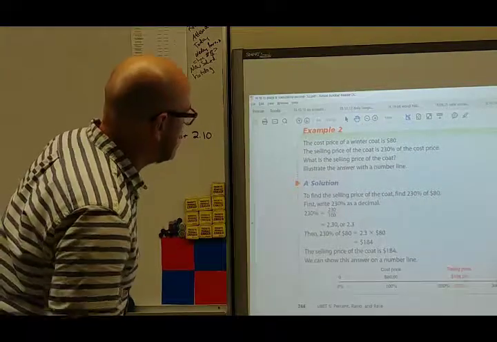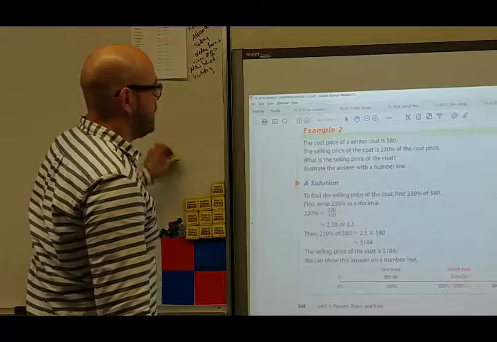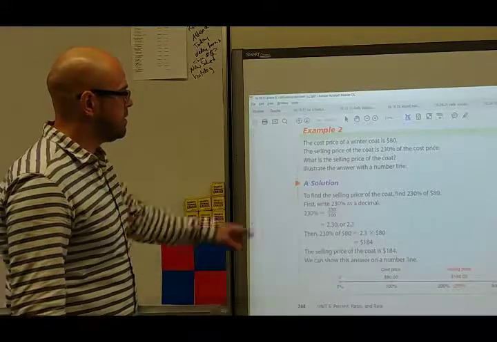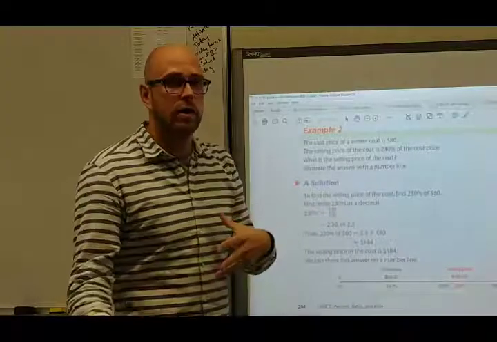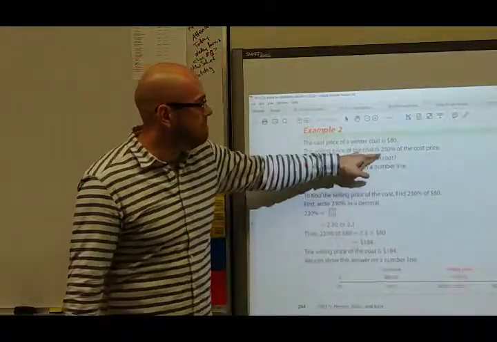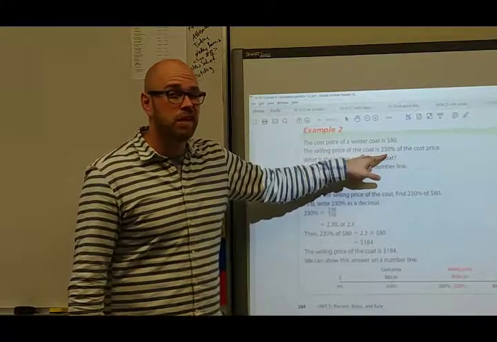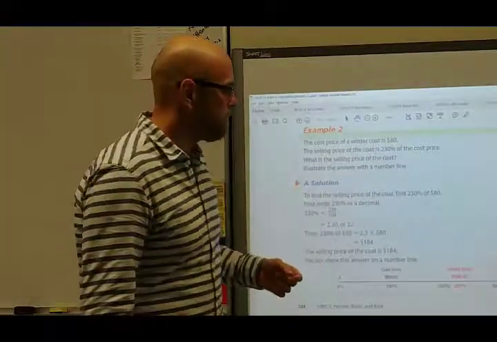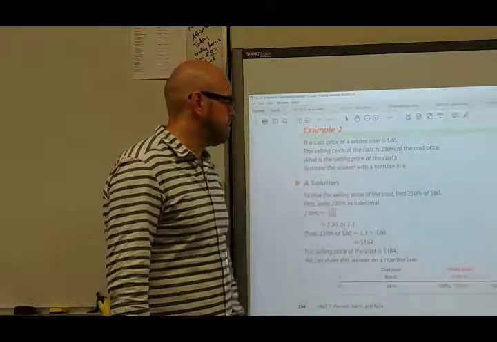The cost of a winter coat is $80. The selling price of the coat is 230% of the cost price. So what this means is, to make the winter coat, it costs $80. Like if I want to make and sell winter coats, it costs $80 for me to make each one. But for me to sell it, I can mark it up to 230% of what it costs, or 2.3 times what I paid to make it. Because stores like to sell stuff at a profit. What is the selling price of the coat?